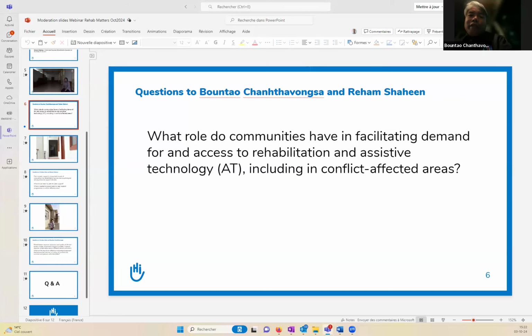In terms of technology as well, we still do not have modernized or new technologies if compared to other countries in the region, for example, Thailand and Cambodia. So this is still a challenge for Laos, to properly provide for and meet the needs of the survivors and people with disabilities.